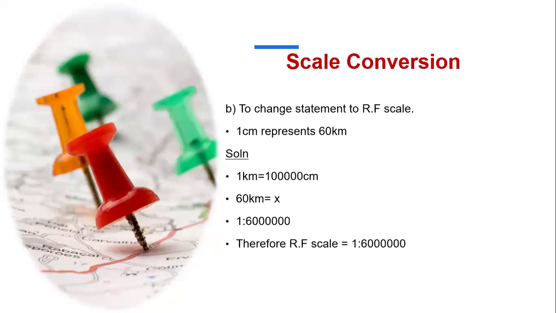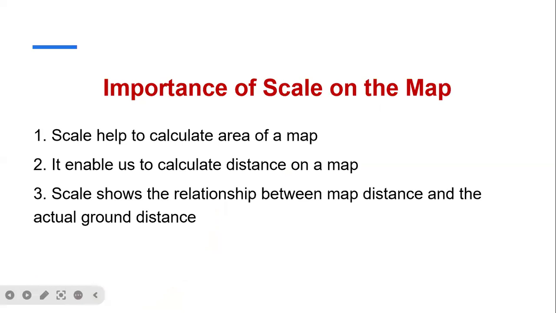Moving on, now let's see the other scale conversion. Here, we're going to change the statement into a representative fractional scale. We're given 1 centimeter represents 60 kilometers. Solution: we know that 1 kilometer is equal to 100,000 centimeters. Now, 60 kilometers will go to how many centimeters? If you cross multiply, it will be equal to 1 ratio 6 million. So, therefore, the representative fraction of this is 1 ratio 6 million. So, we've changed the statement scale of 1 centimeter representing 60 kilometers into a representative fraction scale of 1 ratio 6 million.